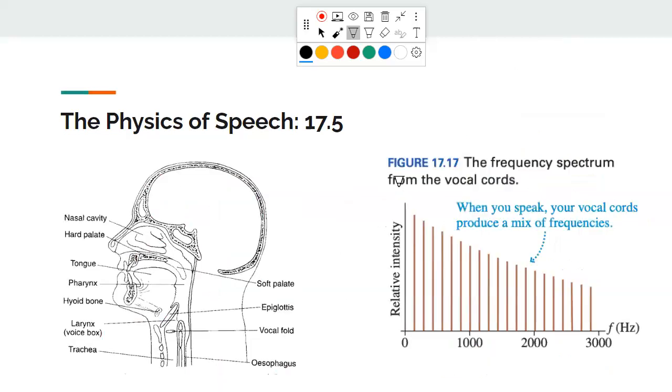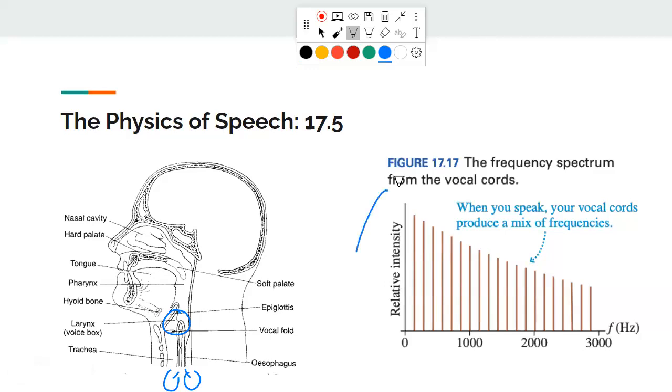So I put a diagram of the human vocal tract here. The lungs, of course, are down in this region, and they're feeding air up into the trachea. And then we have the voice box, which is this larynx region, which was originally just something that closed off the trachea to prevent food from entering it.